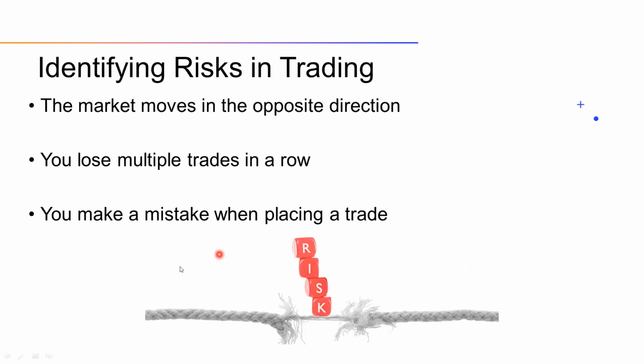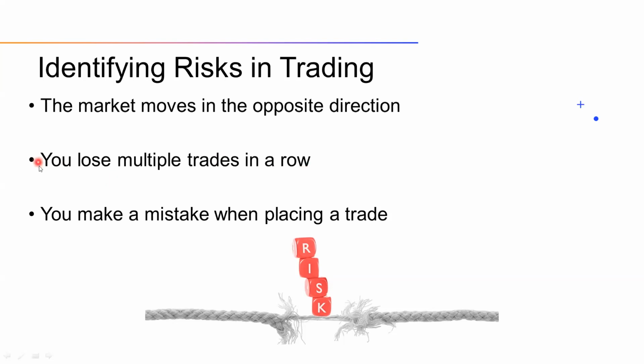So, how about risks in trading? Now, there's sort of three main areas where you'll come across risk in trading. The first one is the obvious one. The market moves in the opposite direction to what you're trading it, and you lose money. So if you're in a buy position, the market will move down and you're in the negative, in the red. Or if you're selling, the market moves up and again, you're in the red, you're losing money.